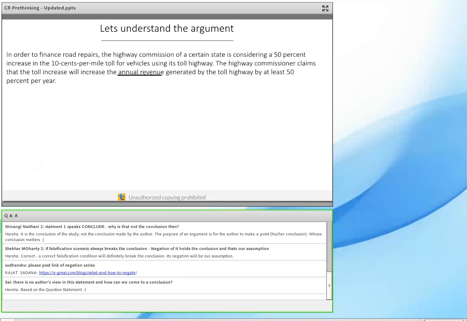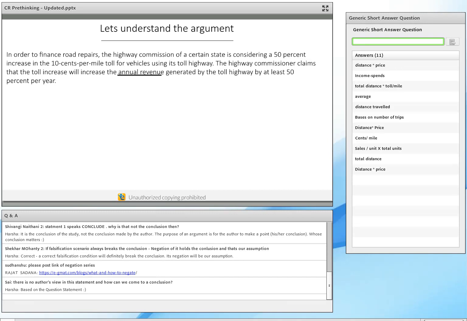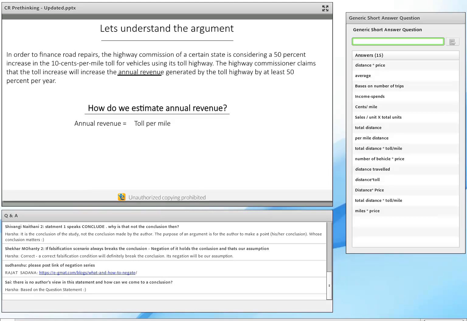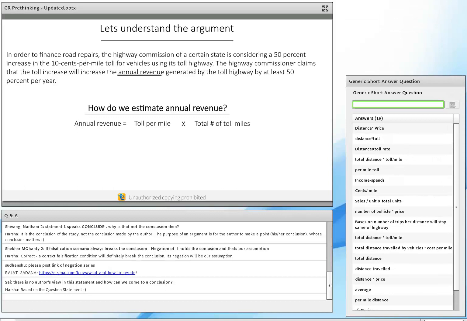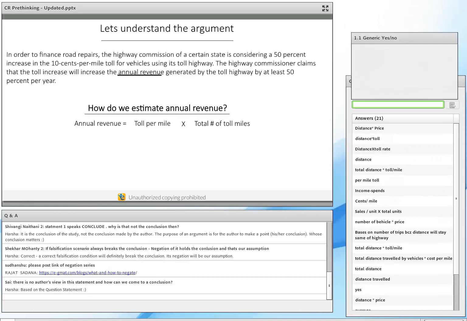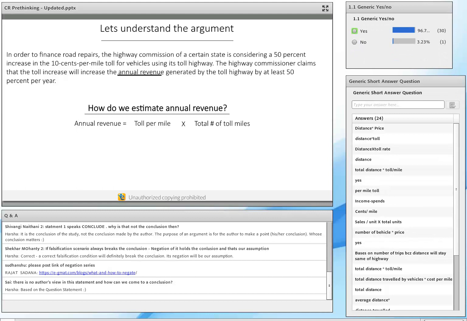All right. So here is your statement over here. Now, tell me, how do we estimate annual revenue? In this given scenario, how would you estimate annual revenue? All right, perfect. Distance into toll per mile. Toll per mile multiplied by the total number of toll miles. So when you say distance, you have to express it as the total number of toll miles. Is everyone clear on this? This is how you estimate annual revenue. Yes, everyone's clear on this. That's great. Or most of you are.